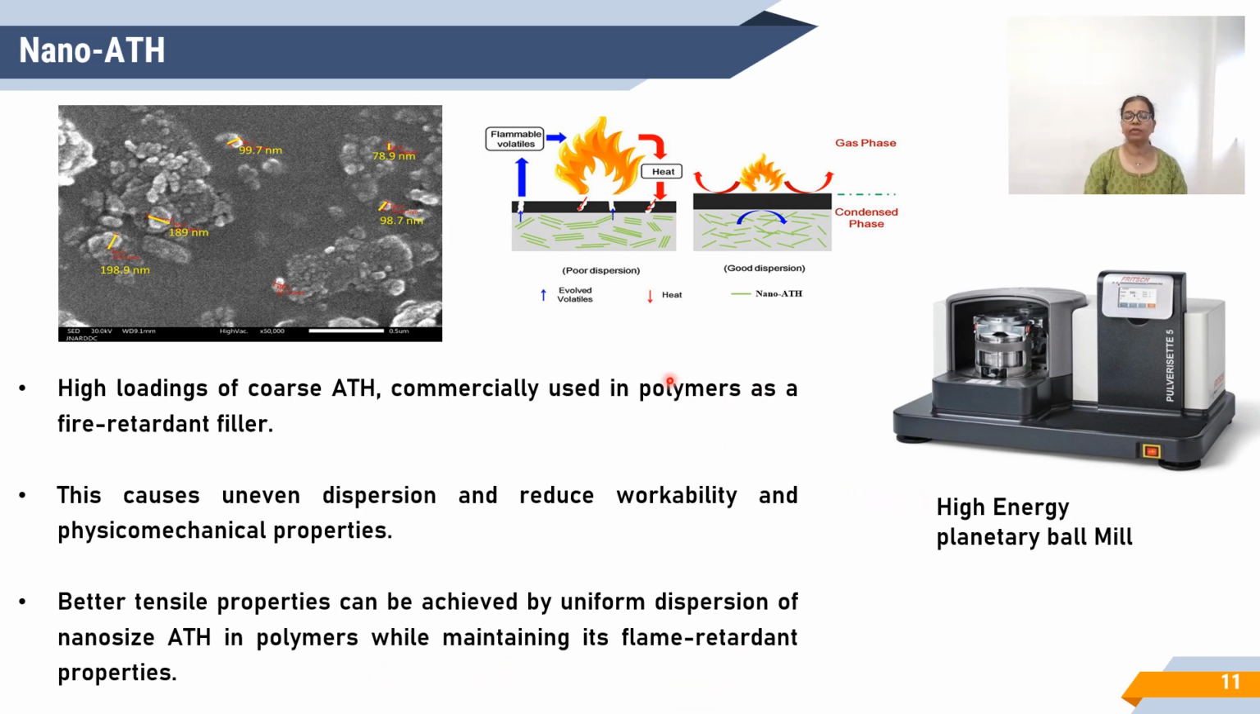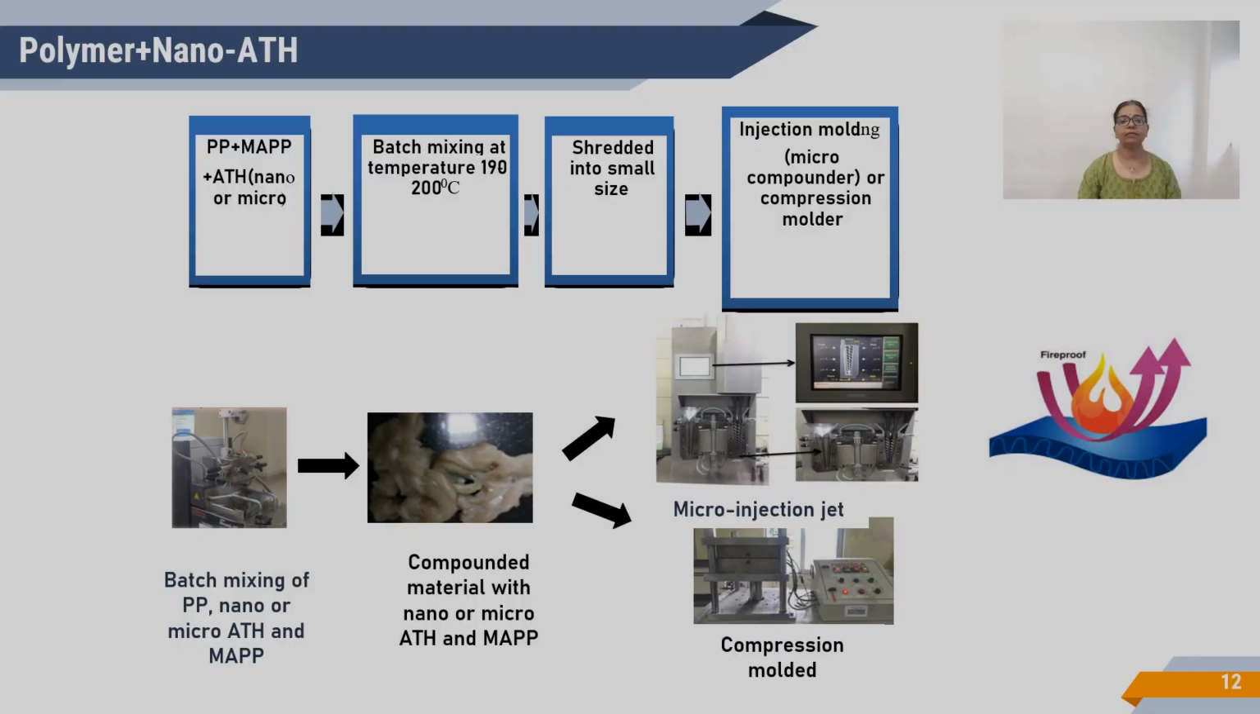This we have achieved at JNRDDC by using a high energy planetary ball mill. The nano size of the particles is around 50 to 350 nanometers, and in the picture we can see that the nano size achieved here is about 78 to 189 nanometers.